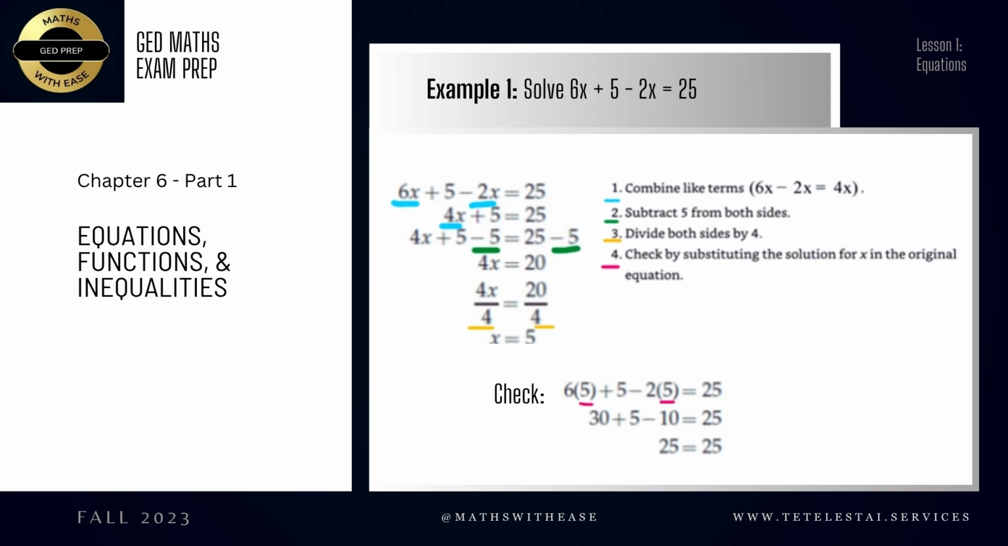And you can check your answer by plugging in 5 into the original equation. 6 times 5 is 30, plus 5 is 35. 2 times 5 is 10. 35 minus 10 is 25. 25 equals 25. And so we know that 5 is indeed the true solution for this particular equation.